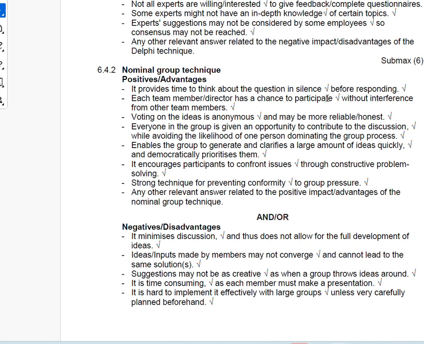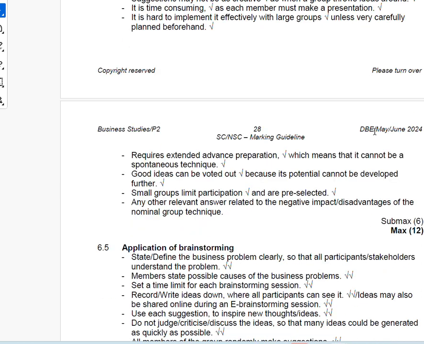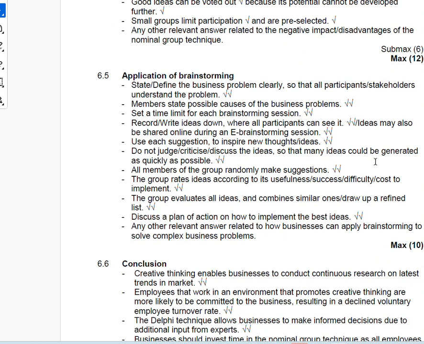It is hard to implement it effectively with a large group, unless there is a very careful blend. It requires extended advanced preparation, which means that it cannot be a spontaneous technique. Good ideas can be voted out because they potentially cannot be developed further. Small groups limit participation and are pre-selected.